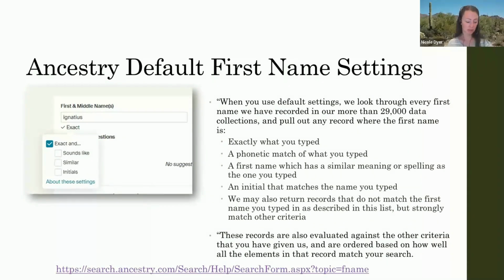And it says, when you use default settings, we look through every first name we have recorded in our more than 29,000 data collections and pull out any record where the first name is exactly what you typed, a phonetic match of what you typed, a first name which has a similar meaning or spelling as the one you typed, an initial that matches the name you typed, and we also may return records that do not match the first name you typed in as described in this list, but strongly match other criteria. So it even expands beyond the first name that you put in if you select similar. These records are also evaluated against the other criteria and are ordered based on how well all the elements in the record match your search.